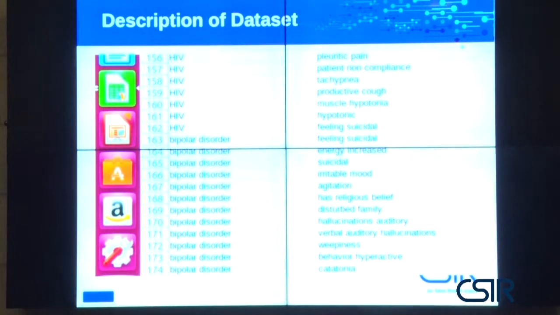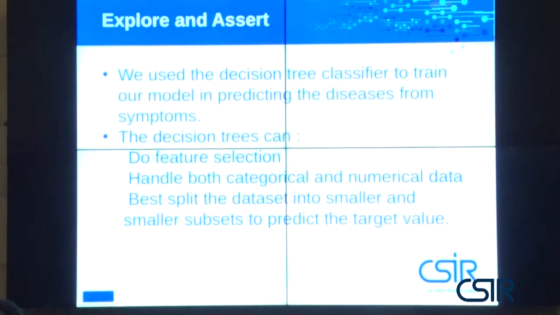Okay, afternoon again, everyone. I'm going to take you through our data set. This picture here shows the diseases and the symptoms. This is the document we used to train our model. We used a decision tree classifier for predicting, because decision trees can handle categorical data, and our data was categorical. That's why we used a decision tree, and we can even break it into smaller pieces.